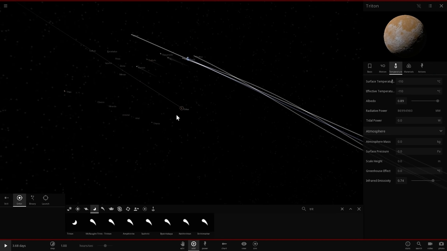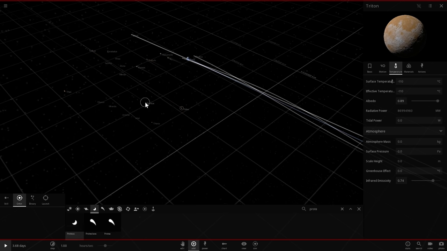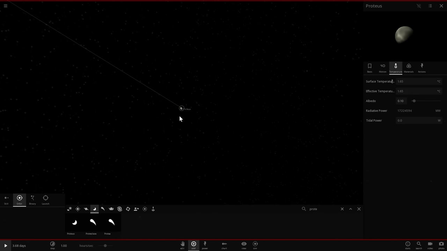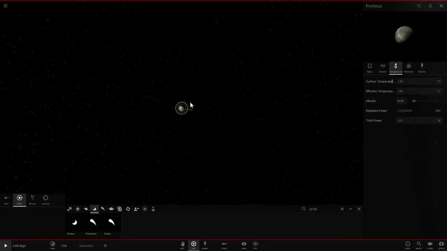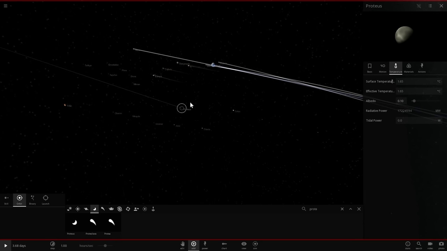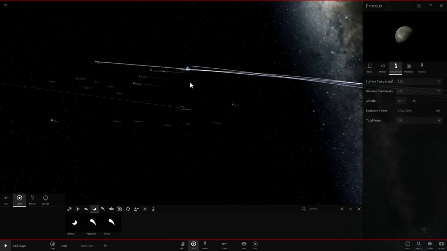So Triton is the last, and all of these moons are actually relatively large in size, but there's going to be number 19 that we're going to add here, and that's going to be Proteus, which is also from Neptune, and Proteus is essentially right on the border of what we consider to be a major moon. It's just large enough to kind of look spherical, but at the same time, it's kind of small to be not a perfect sphere, but we're going to place this here anyway.